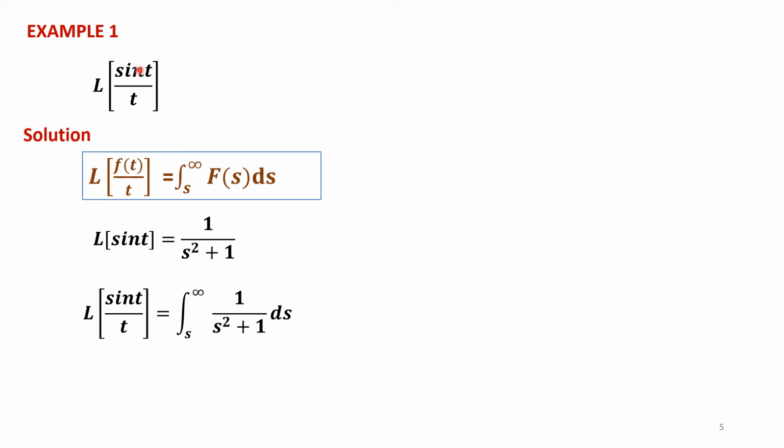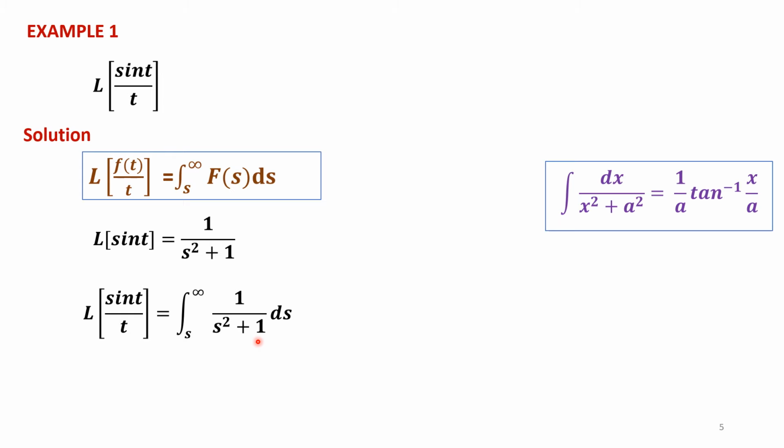So here the numerator is sin t. We are calculating the Laplace transform of sin t and then integrating it between the limits s and infinity, and the variable is s here. So it is the integration of ds upon s square plus 1, which is in the same form as the integration of dx upon x square plus a square. The integration of this term is 1 by a tan inverse of x by a. Here instead of a we have 1, so we can write this as tan inverse of s by 1.